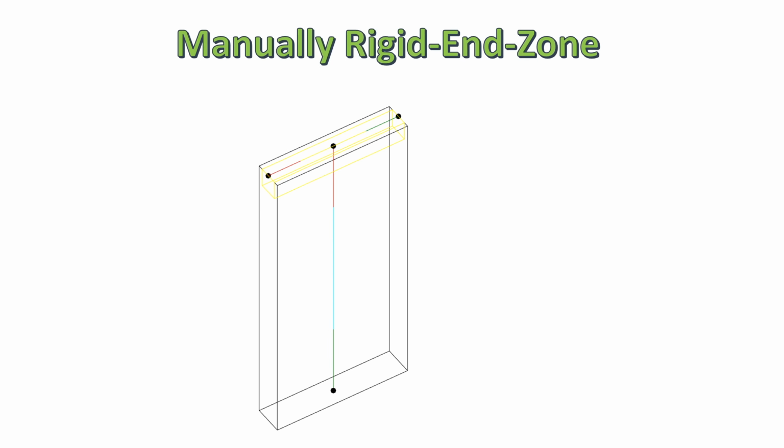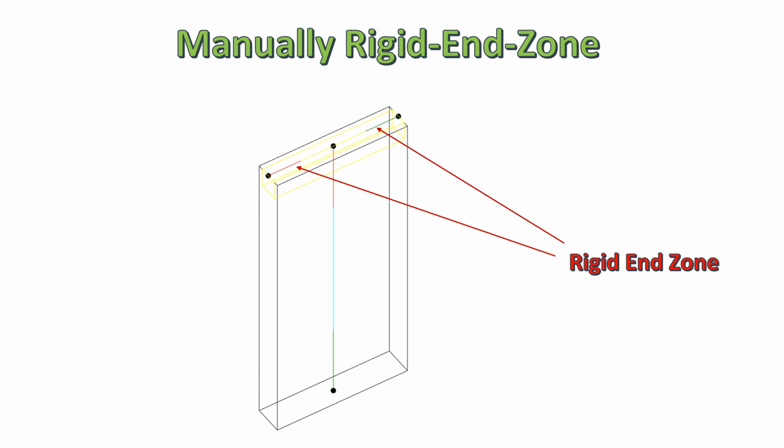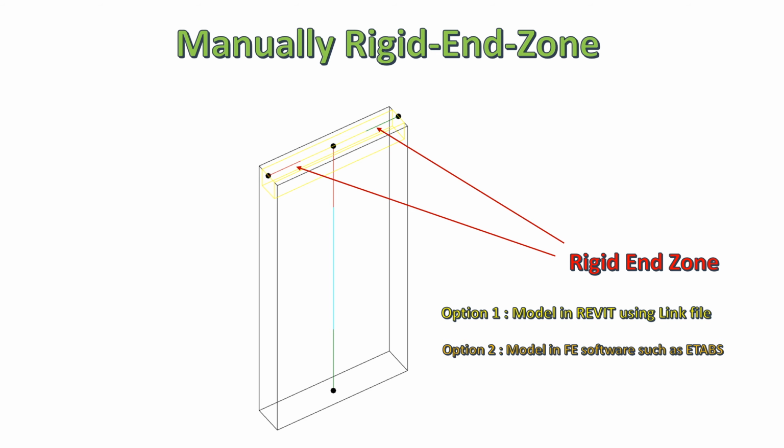For a building with large column size, in order to maintain structural analysis accuracy, it is necessary to include a rigid end zone at the column-beam connection or at the column-slab connection. If your finite element software has an automatic rigid end zone generator, then you do not need to do anything. But if your finite element software cannot generate an automatic rigid end zone, then manual rigid end zone modeling is required. You can model the rigid end zone in Revit via a link file so that the elements will not overlap each other. Or, you can model the rigid end zone in the finite element software.